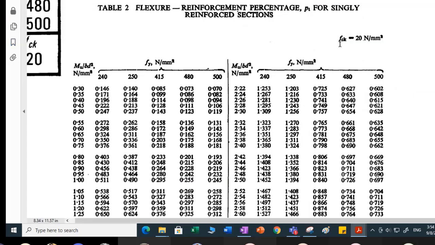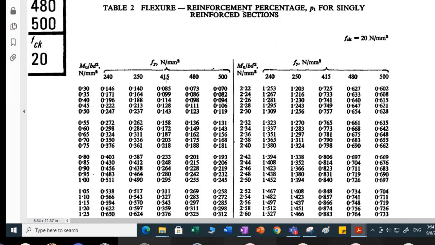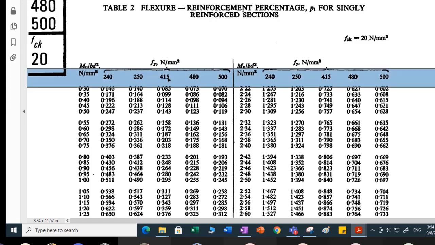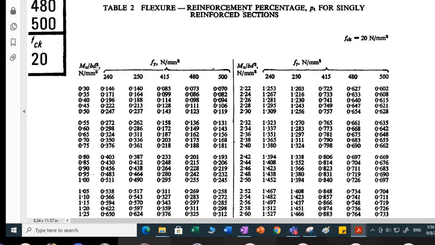What is the grade of concrete I'm using for designing the beam? M20 grade concrete, is it not? It was M20 grade concrete. fck is M20. And what is the grade of steel? It is 415. So you see, how much was Mu by bd square? 0.5, how much was it? 0.53. Okay, I can say 0.55. Let us say 0.55.